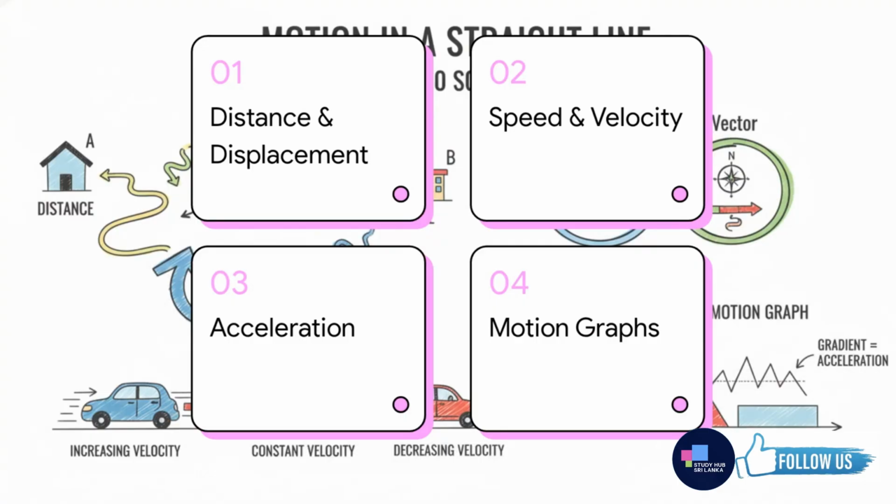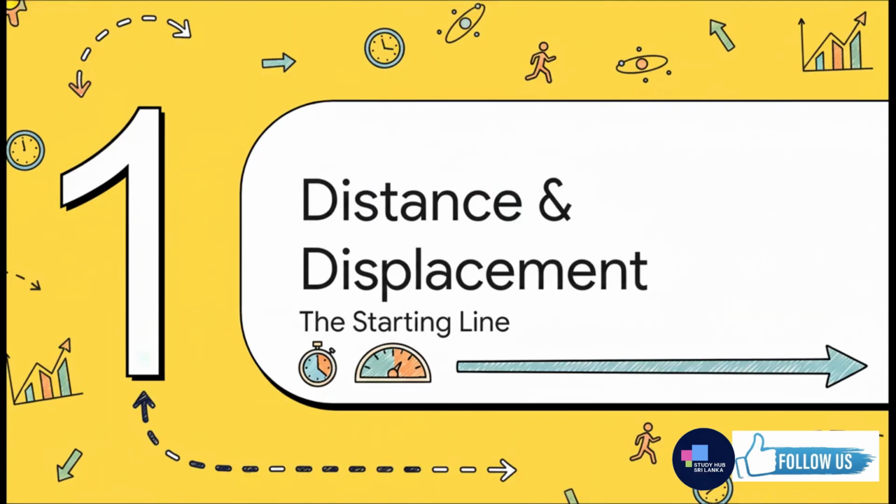So what's on the menu for today? Well, we'll start with the absolute basics, distance and displacement. Then we'll add time to the mix to understand speed and velocity. After that, we'll see what happens when velocity changes, that's acceleration, and finally we'll learn how to see the whole story with motion graphs. It's going to be great. All right, let's get this show on the road.